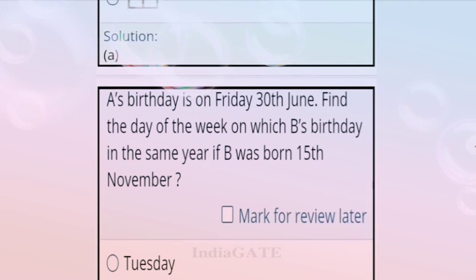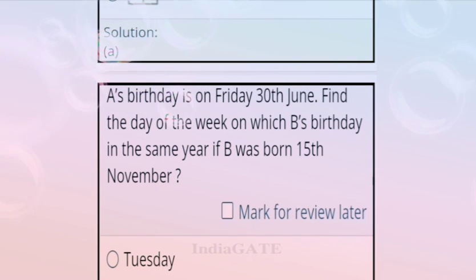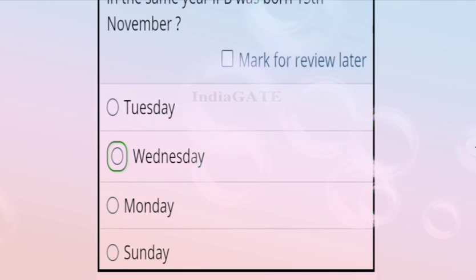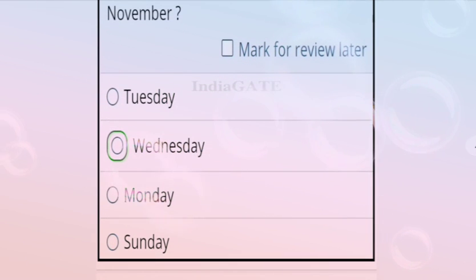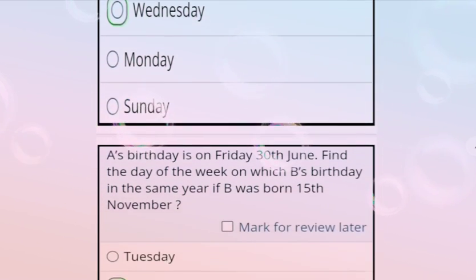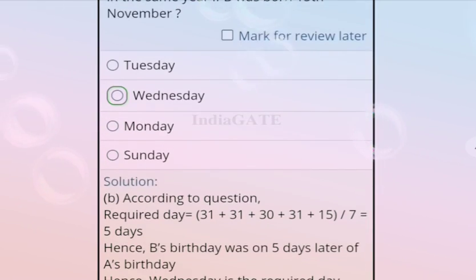Next question. A's birthday is on Friday, 30th June. Find the day of the week on which B's birthday falls in the same year if B was born on 15th November. So this is a very interesting question from the calendar, and the correct answer is option B, Wednesday. And the solution is given here.